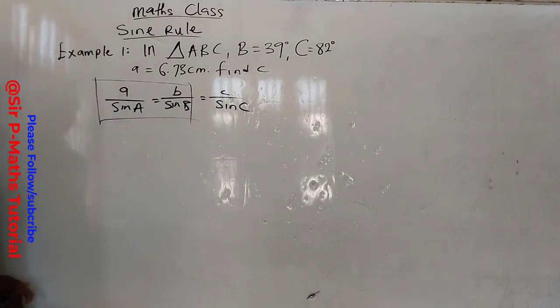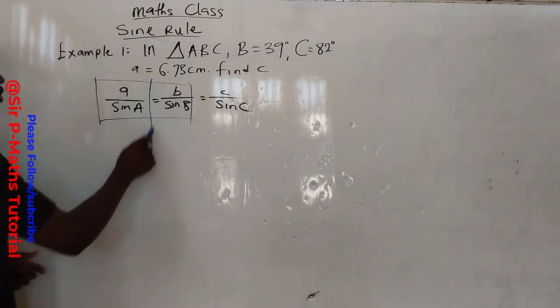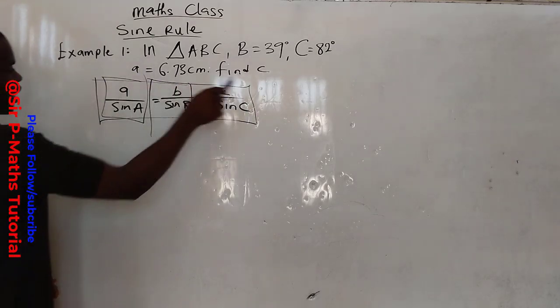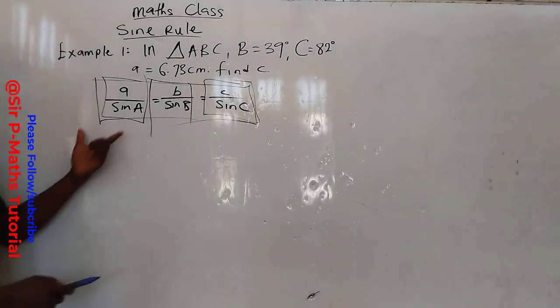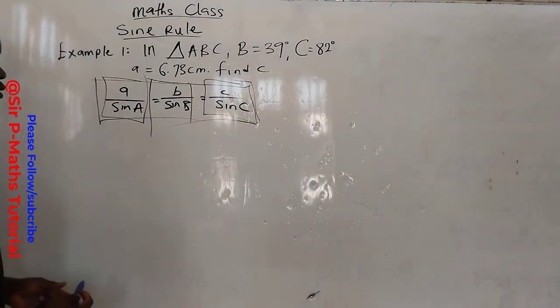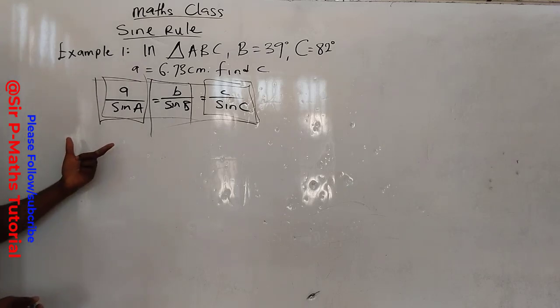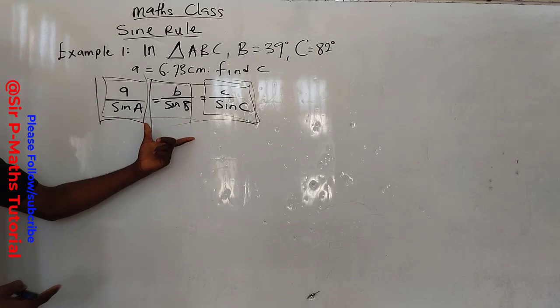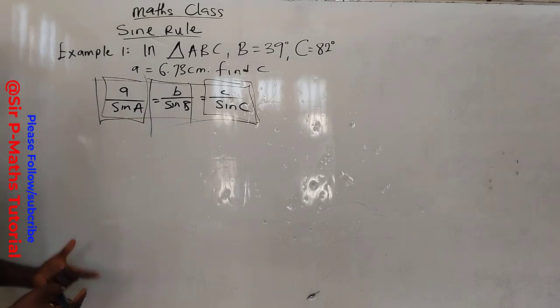We take two at a time. Either we take A and B, or B and C, or we can take A and C at a go, depending on the question given to you and what you are looking for. Before we solve this problem, it is good we know the conditions for which we use sine rule to solve a triangle.